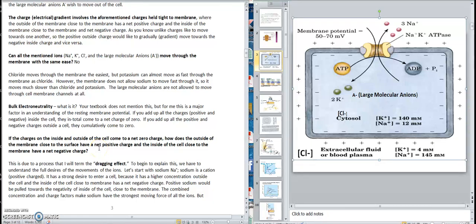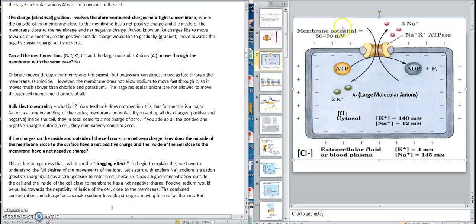Okay, class, in the last video, we had to split it up. What we were talking about is that close to the membrane on the inside, there is a net negative charge, and close to the membrane on the outside, a net positive charge. However, if we add up all the charges on the inside of the cell, all the positive and negative, they come to zero, which we call bulk electroneutrality.